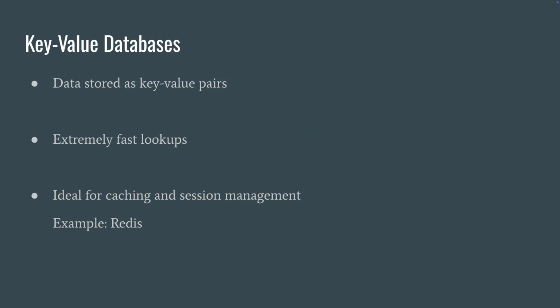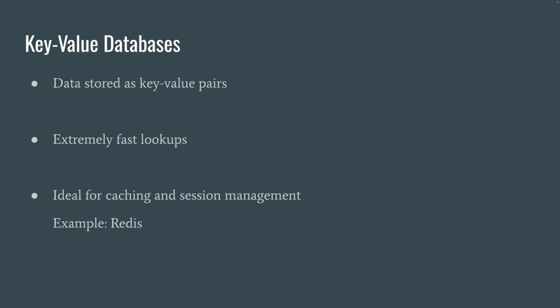So this key value lookup structure allows for extremely fast lookup. So this is used when data retrieval is important. And because of this property, key value databases are often used for caching, session management, and other scenarios that require really quick reads and writes.